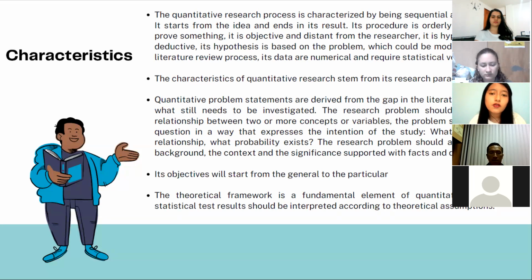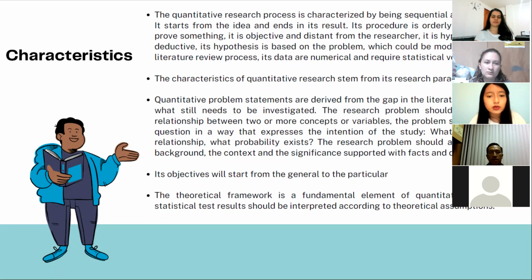The characteristics of quantitative research stem from its research paradigm. Quantitative problem statements are derived from the gap in the literature. They seek what still needs to be investigated. The research problem should express the relationship between two or more concepts or variables. The problem should be asked as a question in a way that expresses the intention of the study: what effect, what relationship, what probability exists? The research problem should also detail the background, the context, and the significant support with facts or data.